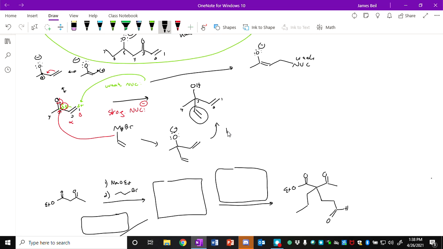And then a little H3O plus and water just to protonate that oxygen. So the steps here would be 1, the vinyl magnesium bromide, and 2, H3O plus and water. So you do want to practice enough to the point where you're aware how strong a nucleophile has to be for it to be more likely to attack the carbonyl carbon versus the beta carbon.